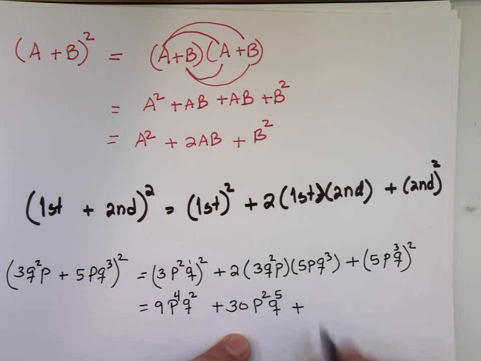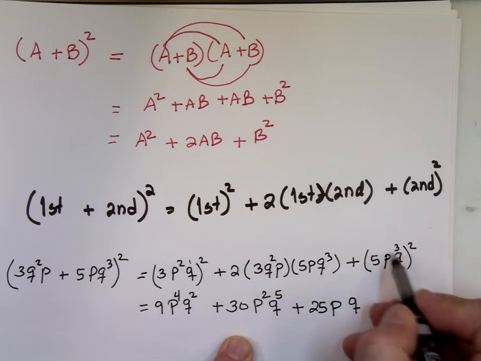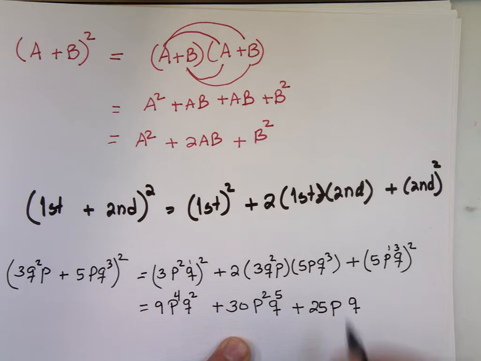Square this one. 25. P to what power? There's P and Q. What's the rule for power to power? The P has a power of 1, so P to the power of 2. Q to the power of what? 6. 2 times 3. Power to power, you multiply. When you multiply, you add. And that'll be your answer.